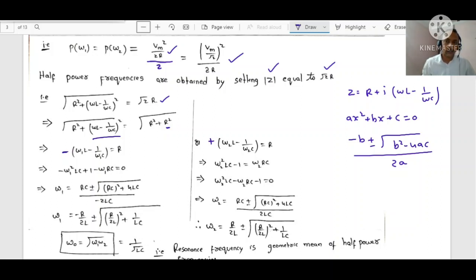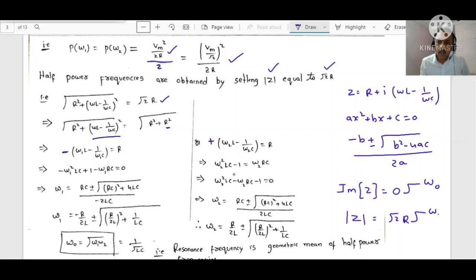The condition required is just like for resonance frequency, what you have done? We have simply made the imaginary part of impedance equal to 0. By doing so we got the resonant frequency. Now to get the half power frequencies you just simply make mod Z equal to root 2R. At this condition we will get the half power frequencies omega 1 and omega 2. Very clear. These two conditions are important. You should memorize these two conditions.